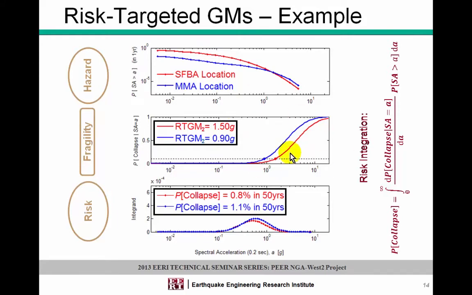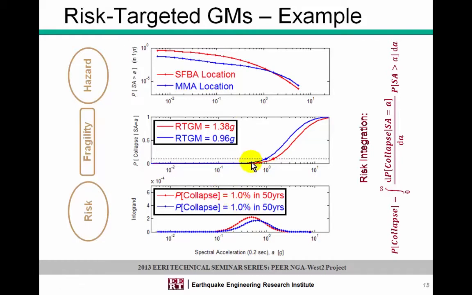So again, you can integrate these two curves, and we find now, well, we overshot a little bit. We got 0.8% probability of collapse in 50 years in San Francisco and 1.1 in Memphis. Now it's not fair to San Francisco. So pretty quickly, this iteration doesn't take long. It's a few times, and you can come up with, what is the ground motion that I should design for? What is this risk-targeted ground motion, such that it gives me these fragility curves here that, when integrated with the hazard curves here, end up with 1% probability of collapse in 50 years in both locations.